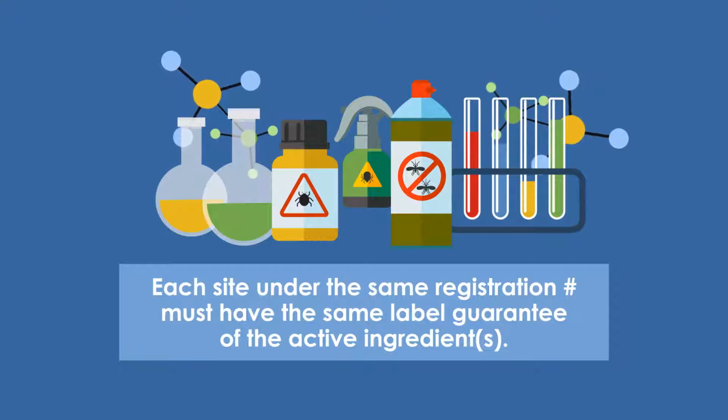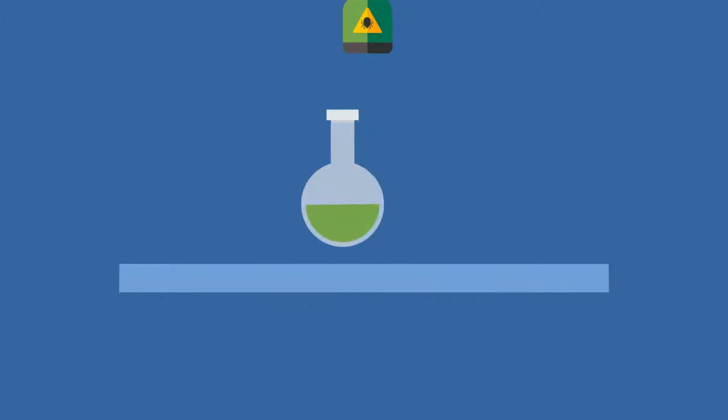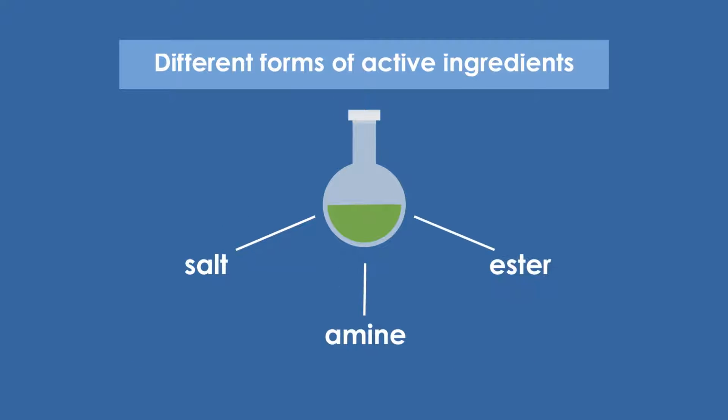Text appears that says each site under the same registration number must have the same label guarantee of the active ingredients. Sometimes an active ingredient can be present in another form, such as a salt or ester. In this case, the label guarantee will show just the active portion.